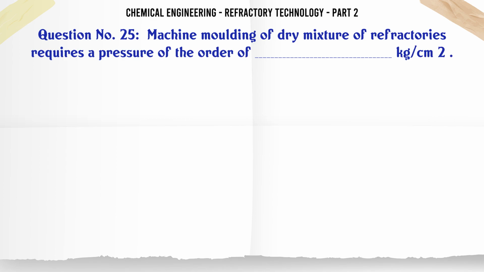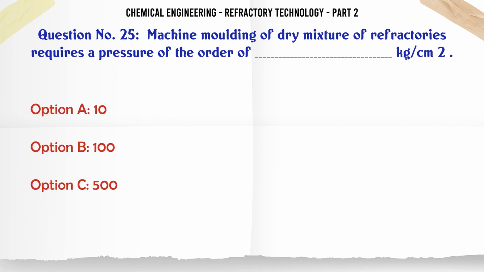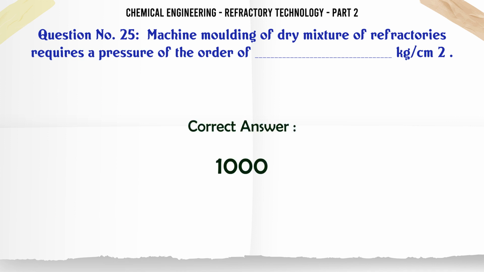Machine molding of dry mixture of refractories requires a pressure of the order of kg/cm2. A. 10. B. 100. C. 500. D. 1000. The correct answer is 1000.